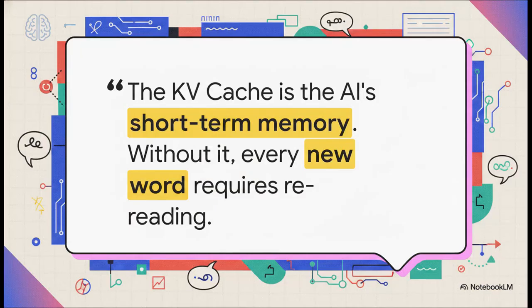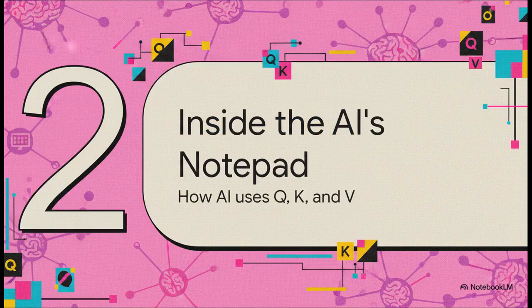Right, so what exactly is it doing? Well, it's basically a temporary workspace. The AI is jotting down all the important stuff from your chat, so it doesn't have to start from square one every single time it adds a new word to its reply. It's a lifesaver. Okay, let's peek inside this digital notepad. How does it really work?